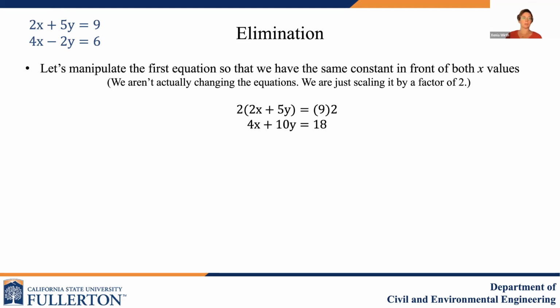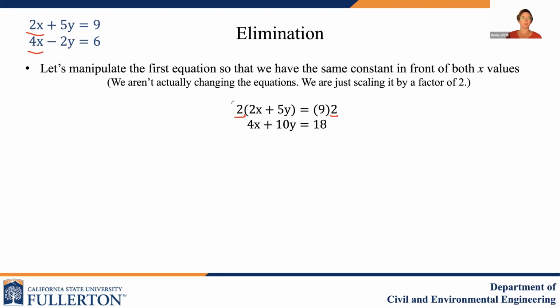So we start with these two equations. What I want is the constant in front of both of these x values to be the same. Right now they're not, one's 2 and one's 4. But I can multiply my first equation by 2 on both sides to achieve a solution where there's a 4 as the constant in front of the x value. I'm not actually changing the relationship of the equation here. I'm just scaling it by a factor of 2.